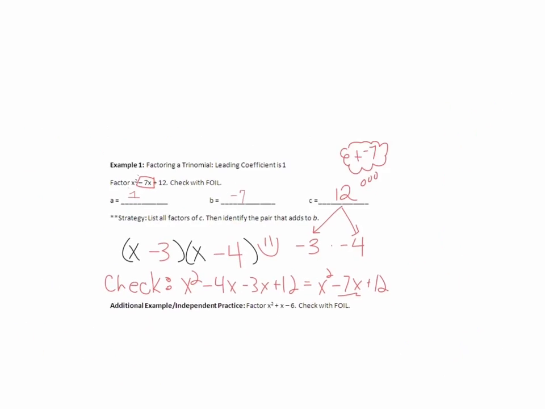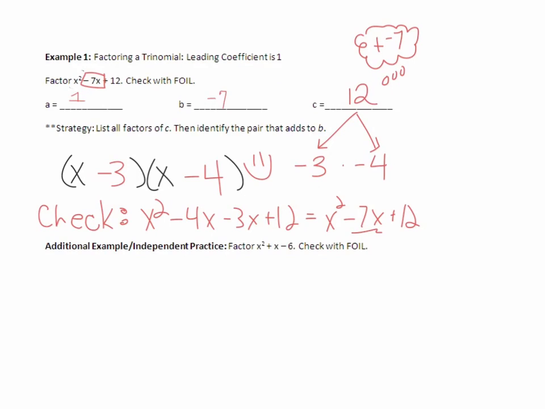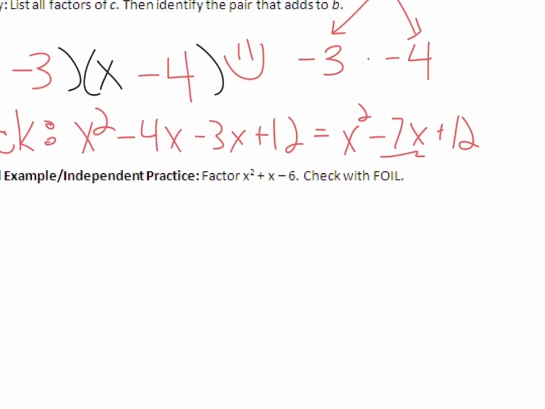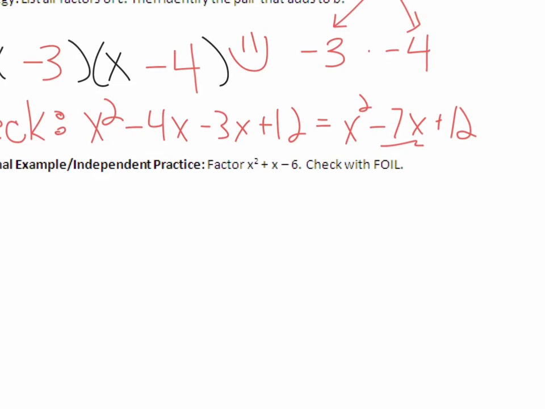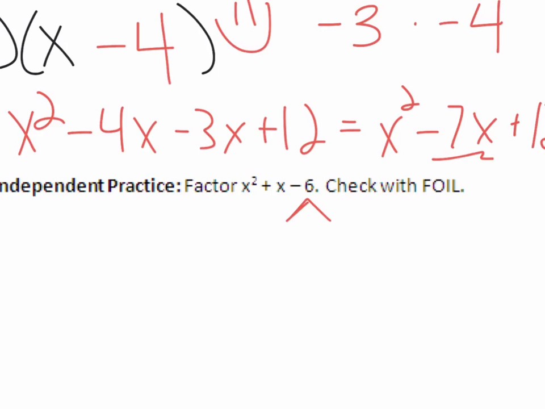All right, so you get a couple to practice with there. It's an additional example. I'm getting some looks, I'm getting some nonverbals. We're going to do this one together. So we have x squared plus x minus 6. So again, I always just shoot laser beams out of my last number. And what I'm thinking about is what multiplies to -6 but adds to 1?